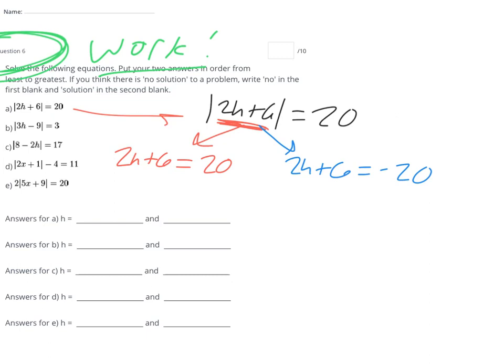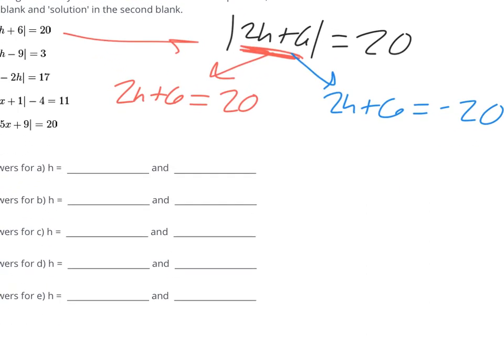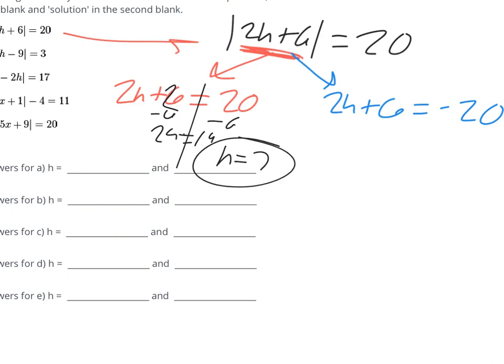If you set it up like this, it's going to work because we've solved equations like this all year long. I know all of you know how to subtract 6 now from both sides of this problem. 2h equals 14, and divide both sides by 2, so h equals 7. There's one of the answers, okay?